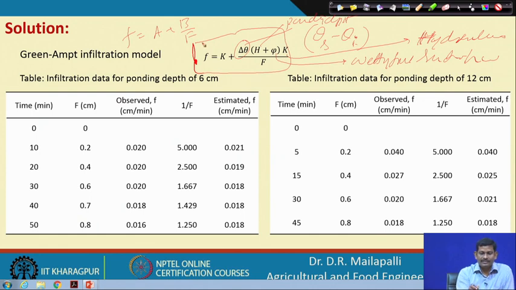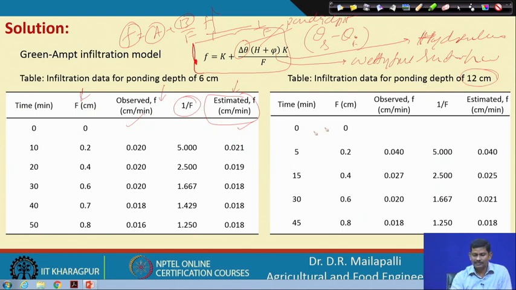Okay. So, this is a straight line equation. If you have f versus 1 by f, the line has this intercept and this slope. So, that is the idea here. You have capital F, you have small f, and find out what is 1 by f. Then once you have the k and psi parameters, you can estimate, and you can compare observed and simulated.